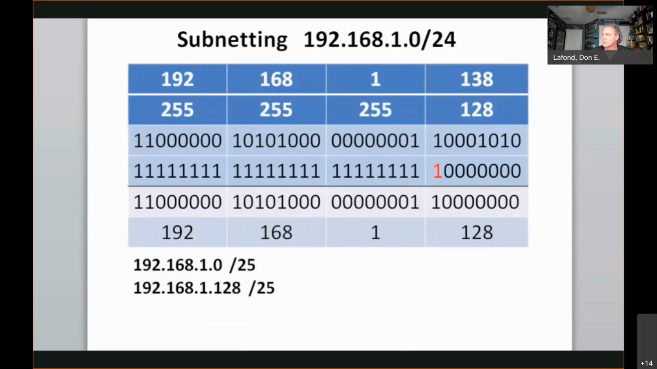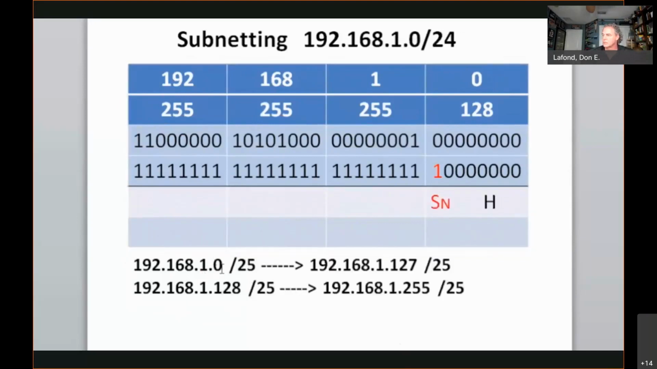The subnetworks go from 1.0 all the way up to 1.127, with 0 being the network address and 127 being the broadcast address. And the second subnetwork starts at 128. So this is the network address because it's the first address, all the way up to 255. And since this is the last address, this is the broadcast address. In other words, the first address in the subnet is the network address, and the last address in the subnetwork is the broadcast address. This process is called subnetting.